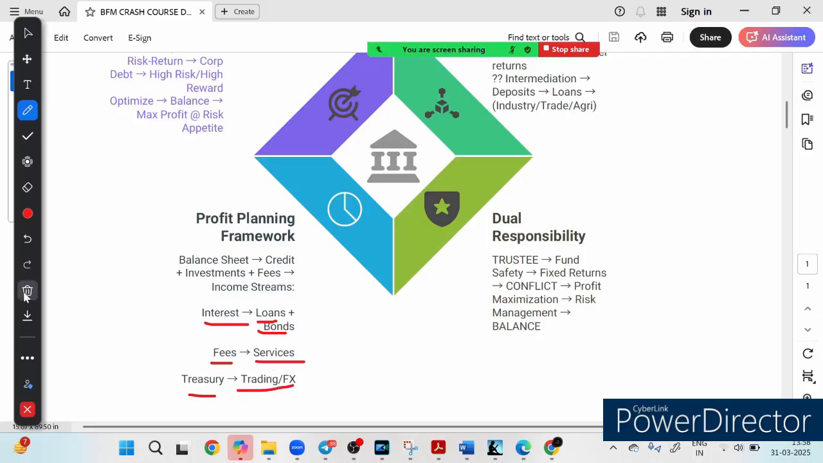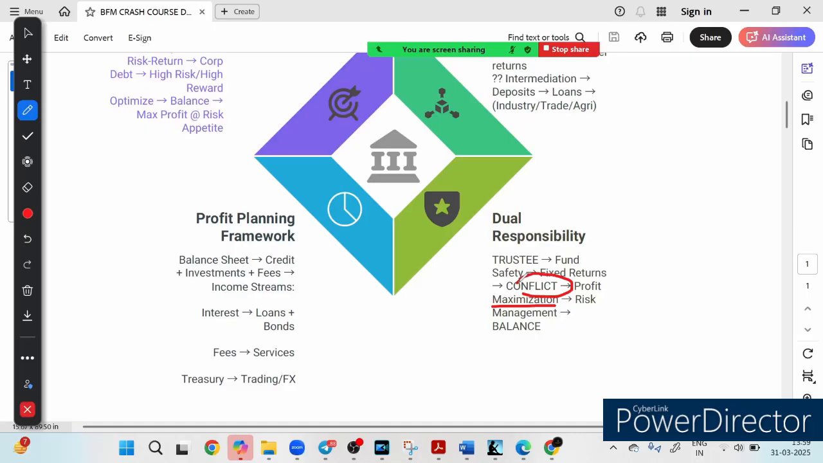And if you look at the dual responsibility of a bank on the right side, you can see that a bank wears two hats. It acts like a trustee, ensuring fund safety with fixed return, and ensuring that your funds are safe. Whatever you deposit in the bank remains safe with fixed return. But here is the catch. They must also maximize profit while managing the risk. This creates a natural conflict, making risk management and balancing the key to success.